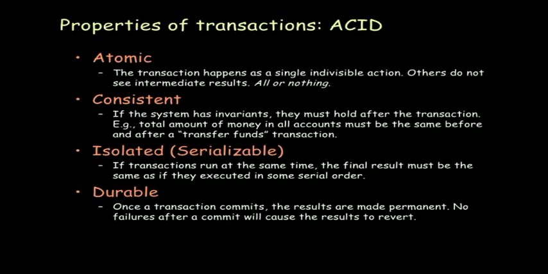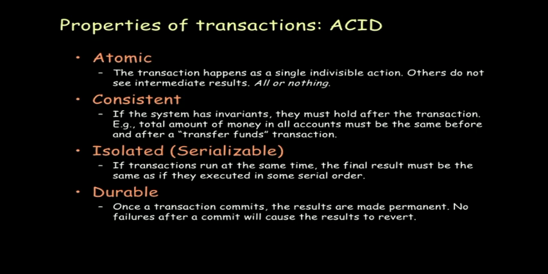Next, the properties of an atomic transaction. The first is atomic. The transaction happens as a single indivisible action. Others do not see intermediate results, and it is all or nothing. The second is consistent. If the system has invariants, they must hold after the transaction. Example: the total amount of money in all accounts must be the same before and after a transfer funds transaction.